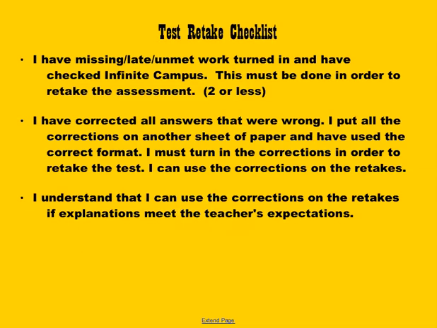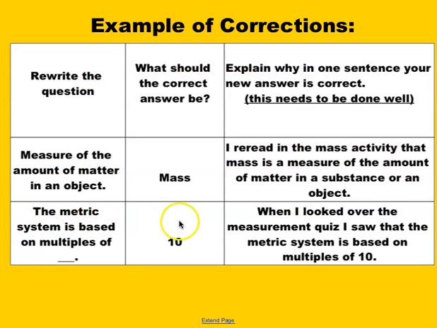So what are those corrections going to look like? They're going to look like this. You always rewrite the question. So for example, in the first test of the year, measure the amount of matter in an object. What's the correct answer? Mass. That's not enough. If this is all you have, more than likely you took someone's test, you wrote down the question, and you just wrote down the answer. And that's not making corrections.